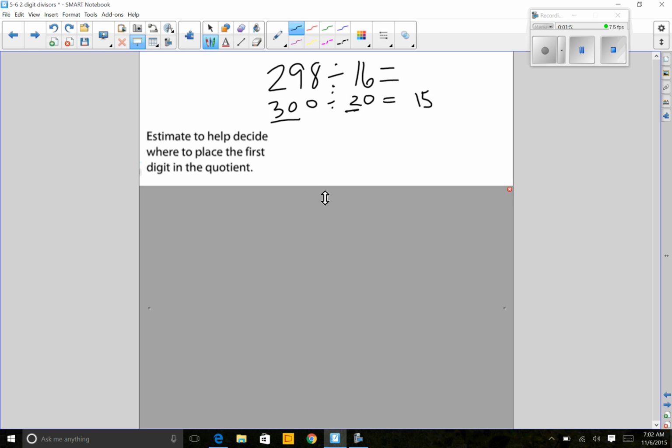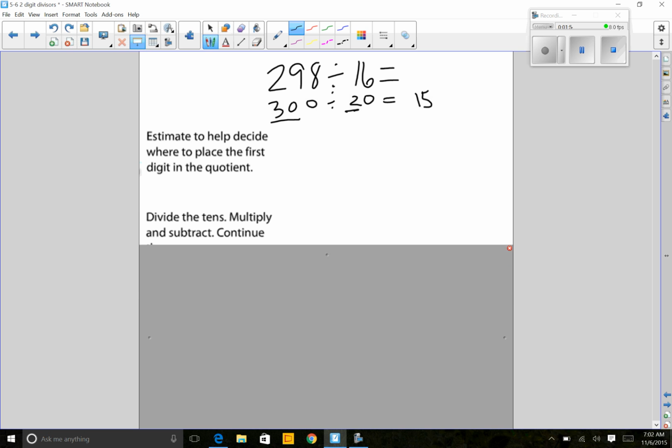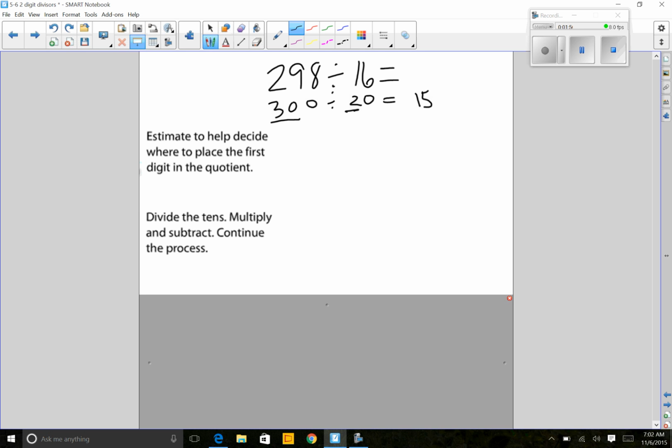Okay, so our first step is obviously going to be to set up our problem. 298 divided by 16. And since I'm pretty sure this is going to be a two-digit quotient, I know I'm going to start in the tens place. And so how many times does 16 go into 29? 16 goes into 29 one time, because 2 16s is 32. That would be too high. Remember, we talked about this in the last video.